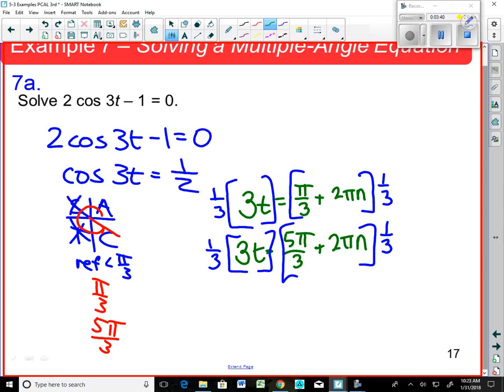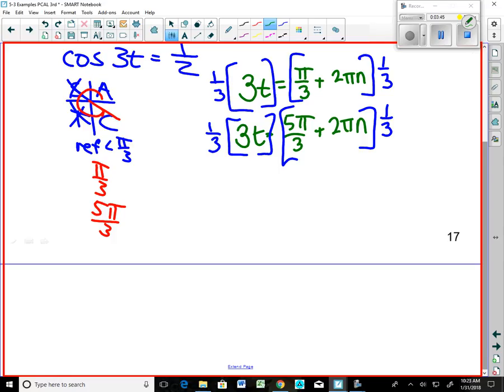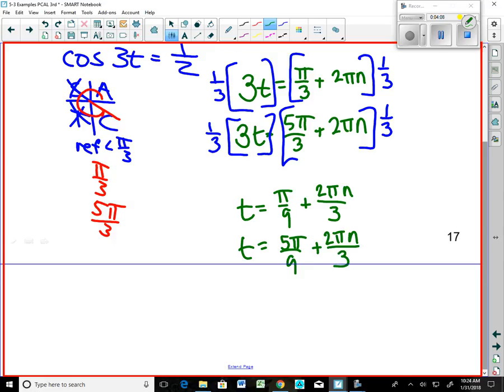And then that'll give me these two answers. So t equals pi over 9 plus 2 pi n over 3. In this case there wasn't any reducing or anything, but sometimes there will be. And then t equals 5 pi over 9 plus 2 pi n over 3. And so those are our two answers that we end up with.